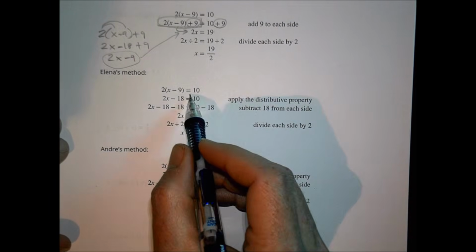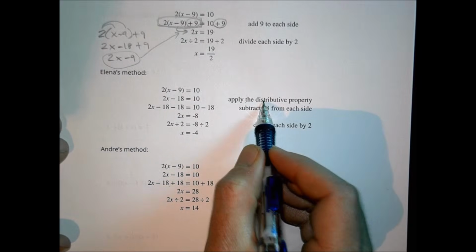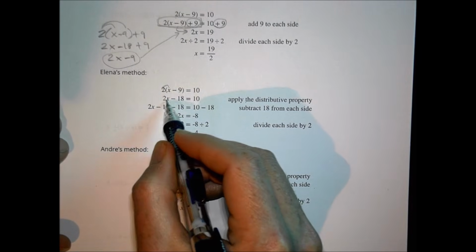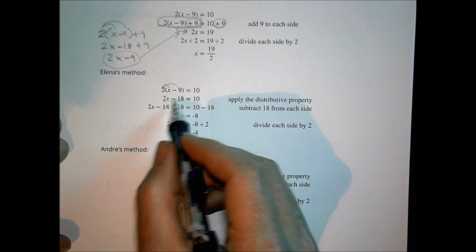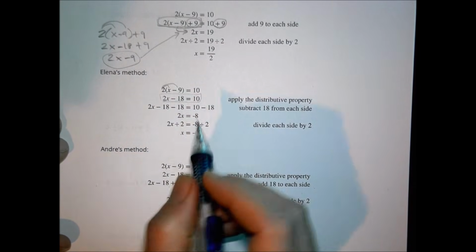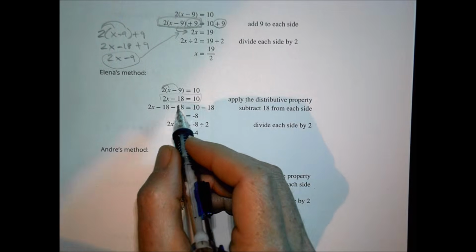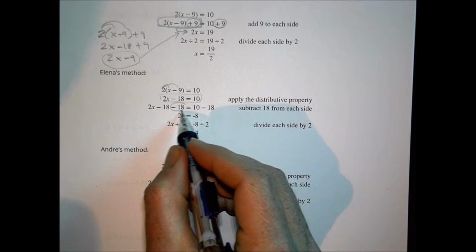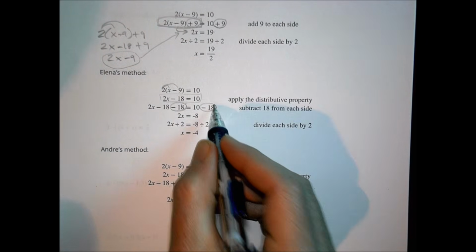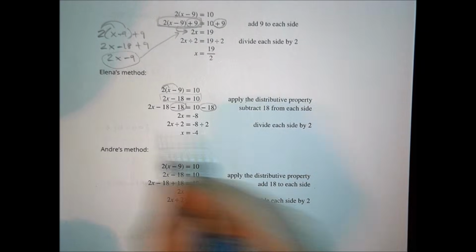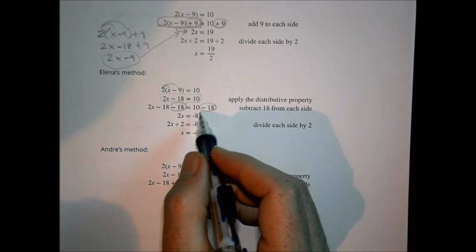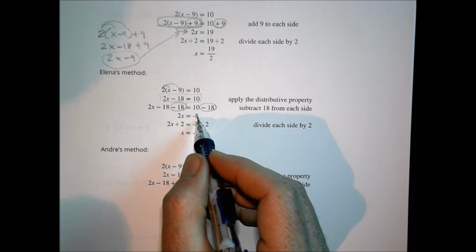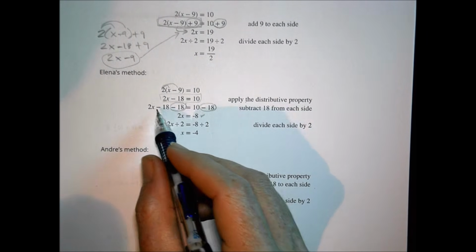Now Elena keeps that and she applies the distributive property. Okay, so she went 2 times x is 2x and 2 times negative 9 is negative 18. That's good. So we're in a good place so far. That looks good. And then let's see, what does she do? Then she subtracts negative 18 from both sides. Again, as long as it's done to both sides, nothing is inherently wrong with that. That's okay. But let's see, 10 minus 18 is negative 8. That's good there.